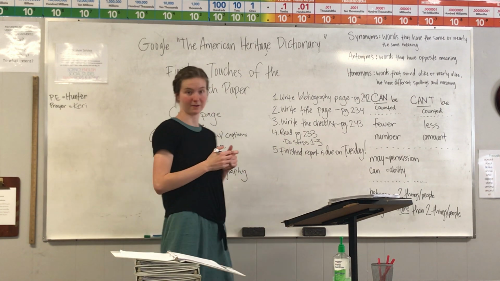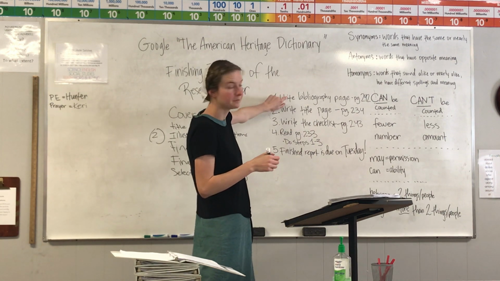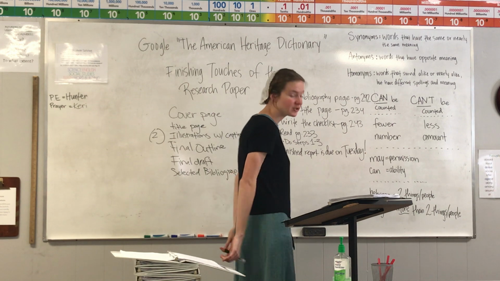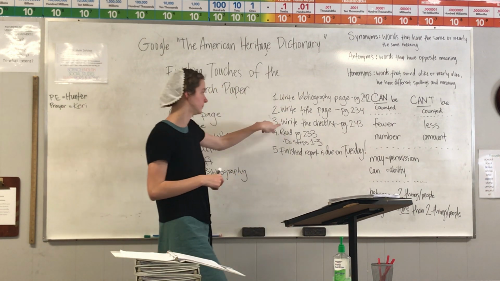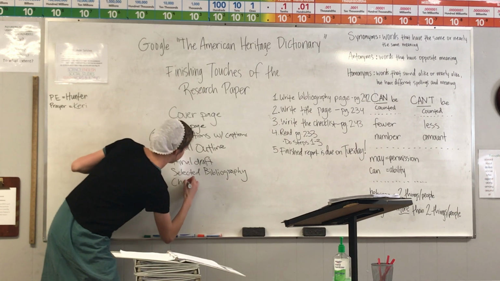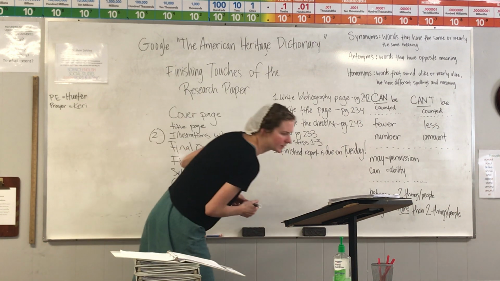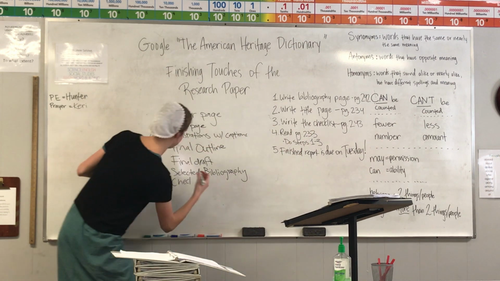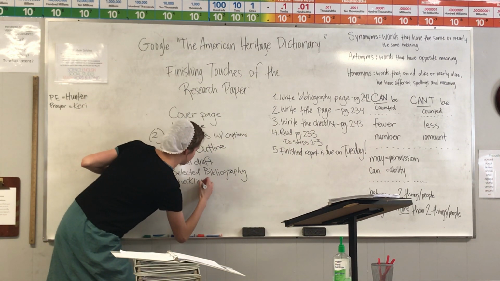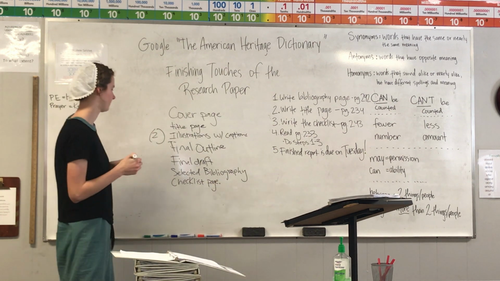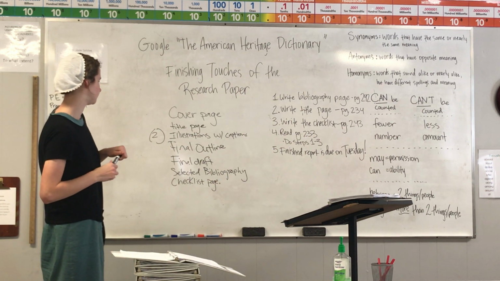Alright, your selected bibliography page, which you wrote. Put that behind the final draft. After that, you're going to have your checklist page, which you wrote today also, number 3. Okay, so the checklist page comes after, wait, let me make sure. Checklist page, yeah. Alright.